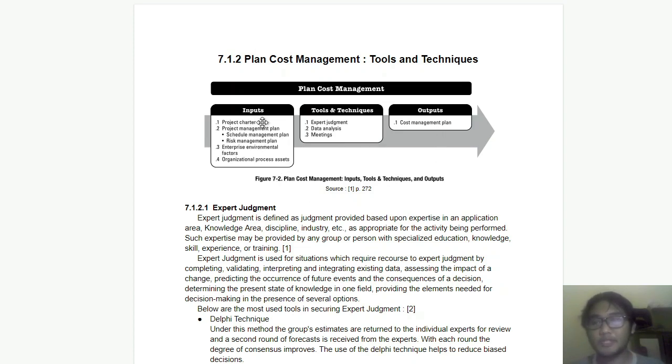The inputs are project charter, project management plan, enterprise environmental factors, and organizational process assets, which are obtained from the previous processes. Using these techniques, we can convert these inputs to an output, which is the cost management plan. There are 3 tools and techniques which I will explain. They are first expert judgment, data analysis, and meetings.